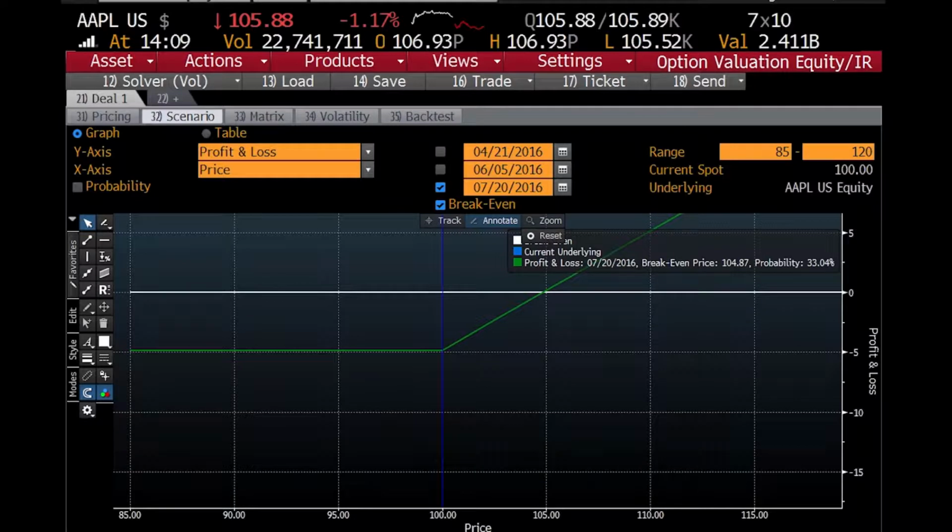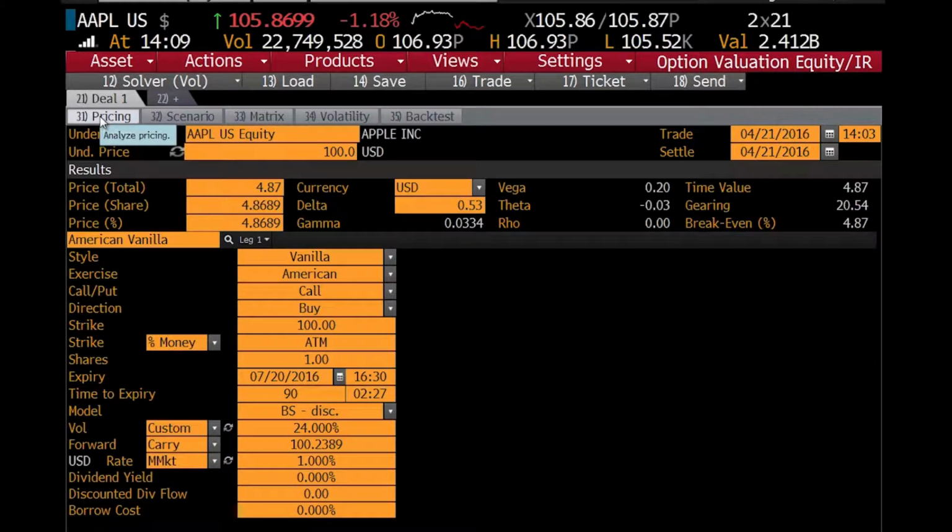Question 6 is, the investor decides to use a strategy. So I'm going to go back to tab 31 for pricing. The investor decides to use a strategy called a call spread instead, and wishes to use a 105 call, same expiry, with a price of 3.23 and a volatility forecast of 26%, rates 1%, yield 0%.